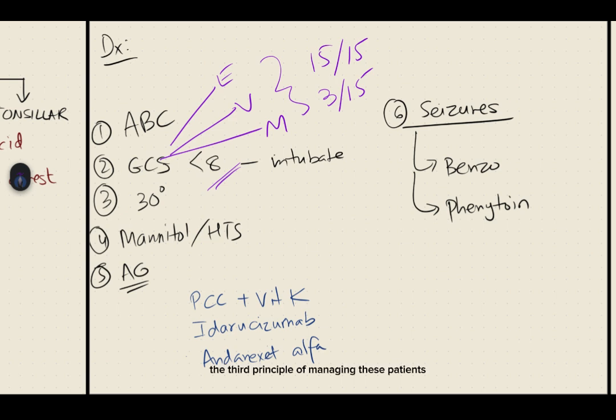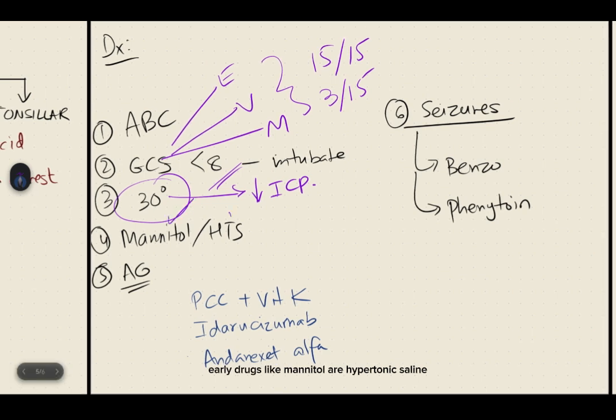The third principle of managing these patients is to keep their bed at 30 degrees because this has been shown to decrease ICP. We also recommend the use of osmotic agents early, drugs like mannitol, hypertonic saline, which also tends to draw the water out from the cells and decreases the ICP.